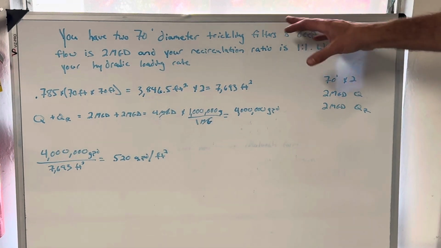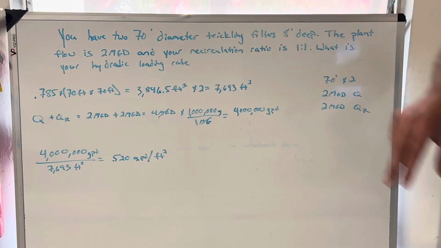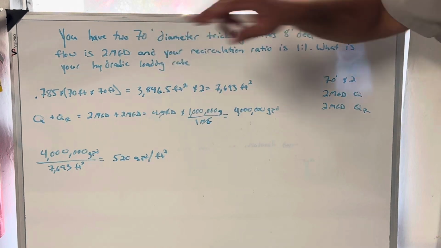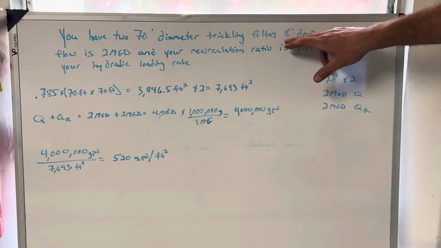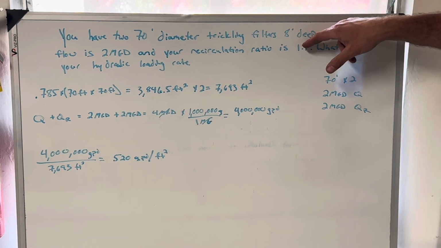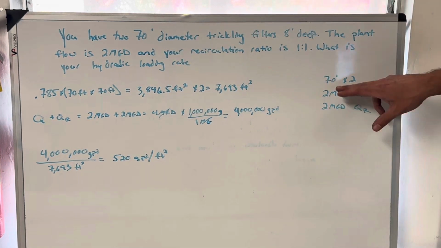And by the way, if you did solve this, they're going to give you a couple of wrong answers. One of them is going to be that you only have one 70-foot diameter trickling filter, because they're going to assume you blew right past that word 2. And the other one they're going to do is cubic feet. They're going to assume you've factored that 8 in there. So be ready for this stuff. 70 foot is all we need.